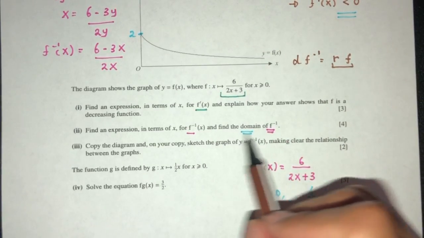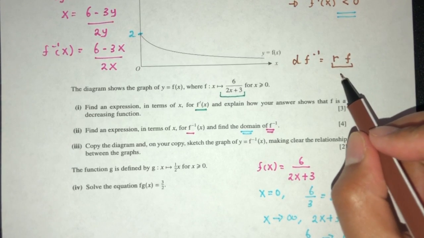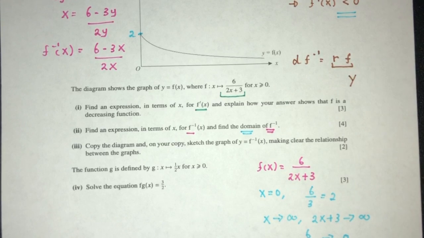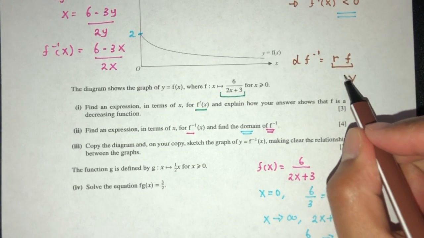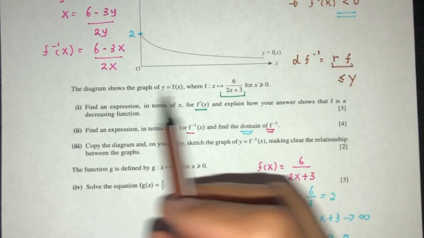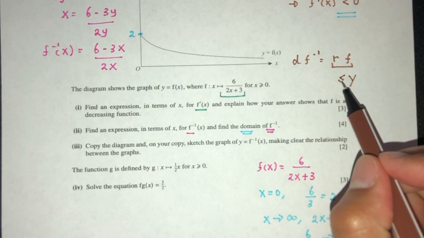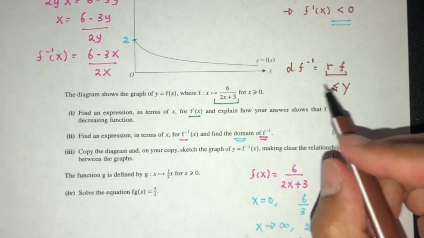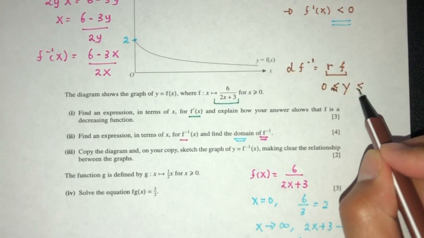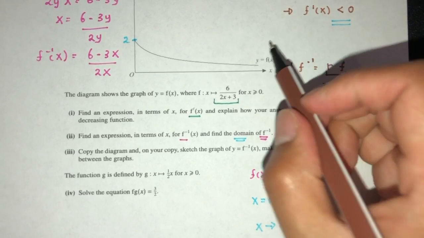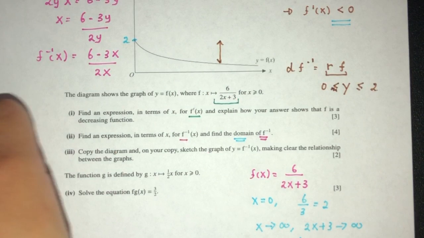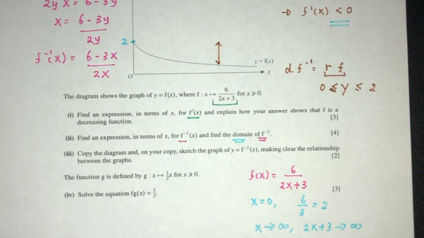So the range of f is actually described by y, or f directly. It is between what values? Of course we will not be including 0. It only approaches 0, so that will be 0 less than y, less than or equal to 2. That will be the range of the f function.